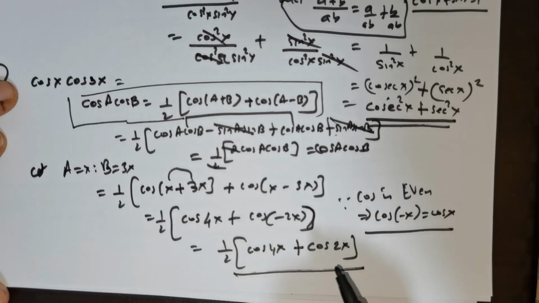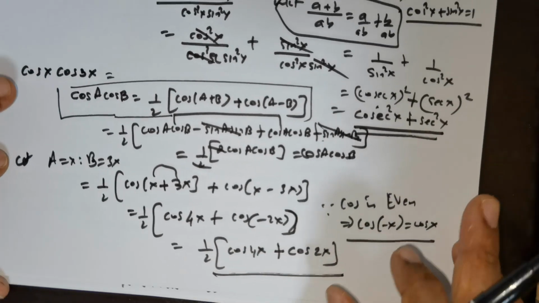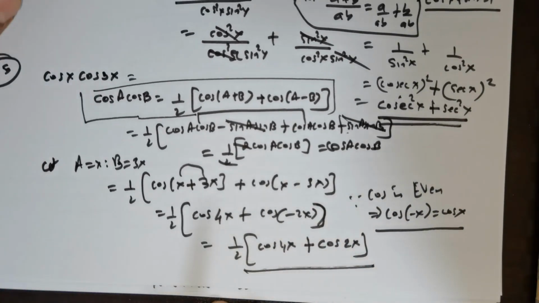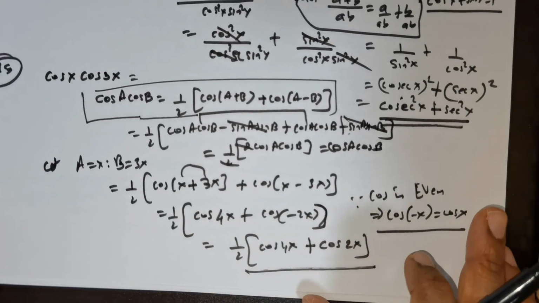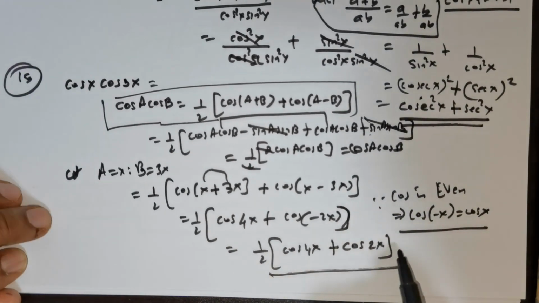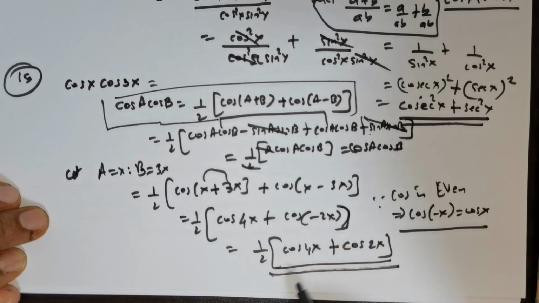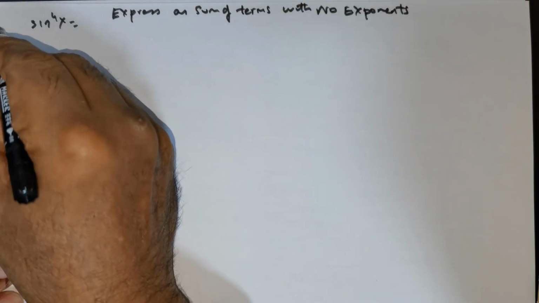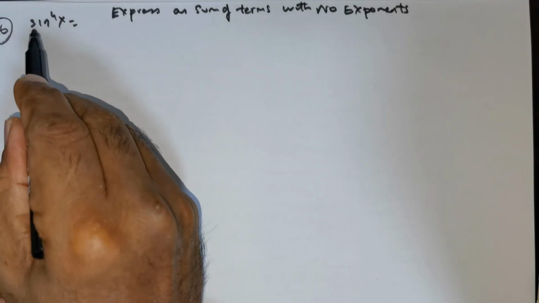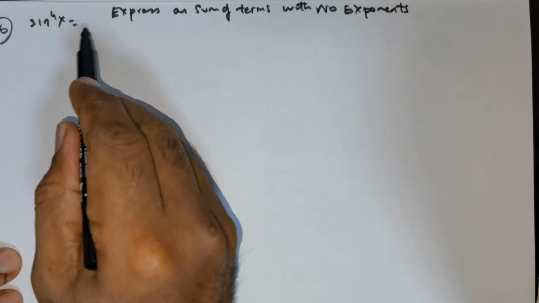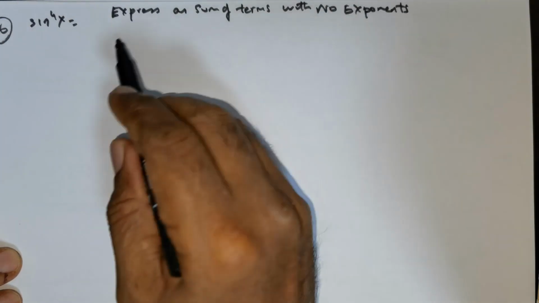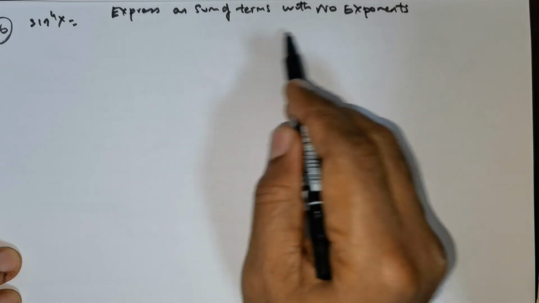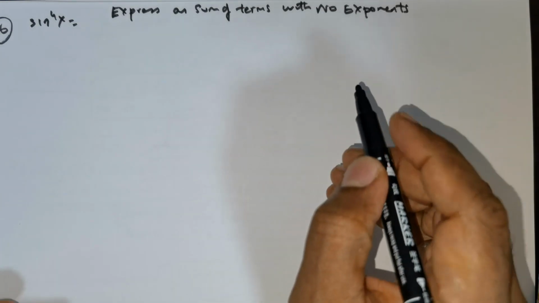So this is the sum of terms, right? In this case the sum of two terms. Now this can be further simplified, but since the requirement is just to write the sum of two terms, I will just stop here and I'll move on to question number 16. We got an interesting question. This is question number 16. Express sine raised to the power of 4x as a sum of terms with no exponents. So the final result shouldn't have any exponents involved.